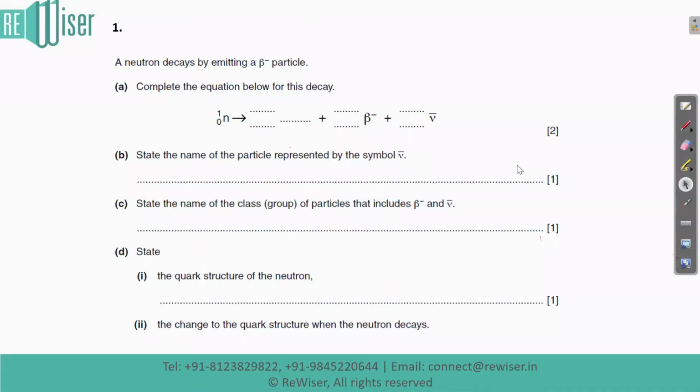Question 1. A neutron decays by emitting a beta particle. A. Complete the equation below for this decay. Okay. So first of all, a neutron is getting converted into a proton. A proton has one atomic mass, one atomic number. Beta minus has zero mass and negative charge, a negative atomic number. And this has zero mass, zero charge. Okay.